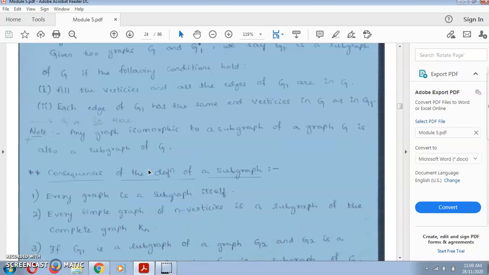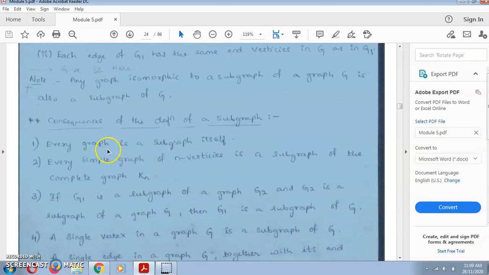There are certain consequences of subgraph. Every graph is a subgraph of itself. Every simple graph of n vertices is a subgraph of a complete graph. So if at all you have three vertices, then it is also a simple graph, and it is a subgraph of Kn.